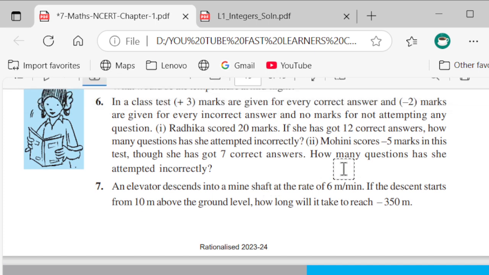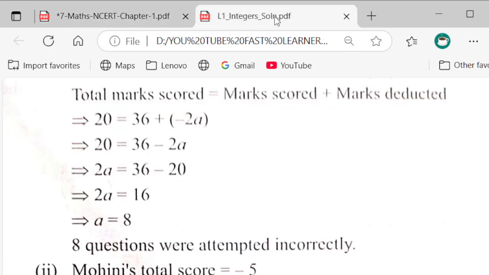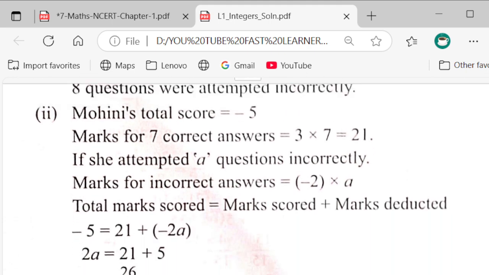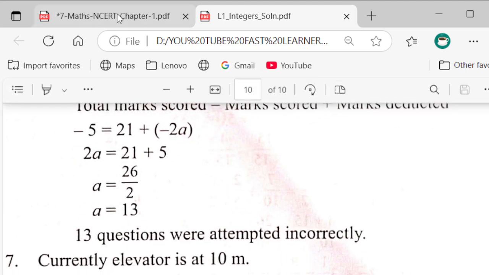Mohini scores minus 5 marks in this test and she has 7 correct answers. So how many questions has she attempted incorrectly? Let's see Mohini's score. See, 3 into 7, that is 21, and for every incorrect answer minus 2 multiplied by a. Total marks scored is equal to marks scored plus marks deducted. So minus 5 is equal to 21 plus minus 2a. 2a is equal to 21 plus 5. So finally 13 questions were attempted incorrectly.